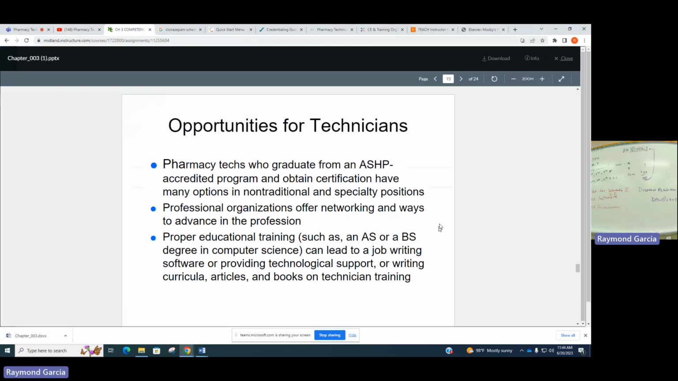such as an associate's or a bachelor's degree in computer science, can lead to a job writing software or providing technological support, or writing curricula or articles and books on technician training.